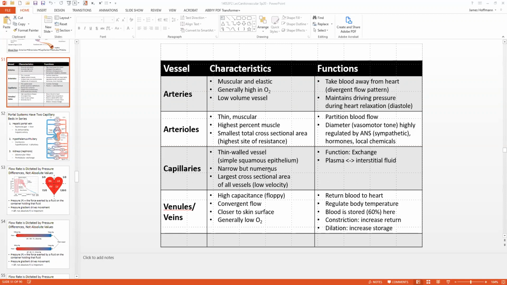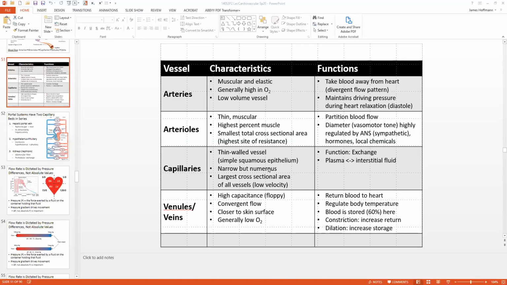So, we can change blood flow there. And then again, sort of opposite arteries, right? They return blood to the heart, so they generally have the lower oxygen. The exceptions are the ones we mentioned for the arteries, the pulmonary artery and vein, and then the umbilical artery and vein. So your veins also help regulate body temperature.